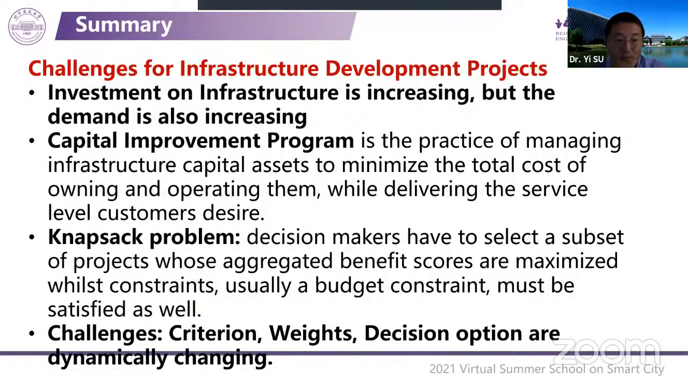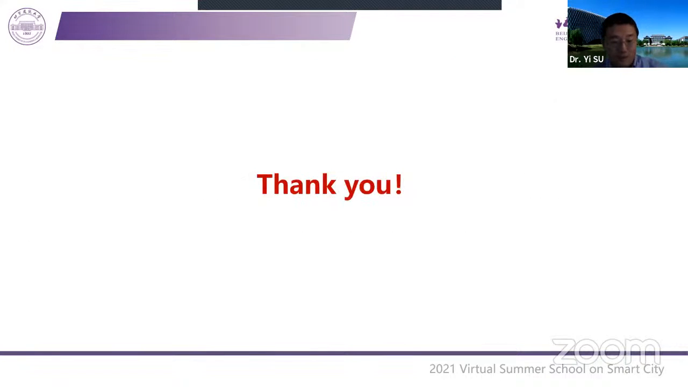We also mentioned the knapsack problem. Decision makers have to select a subset of projects whose aggregate benefit scores are maximized, while constraints, usually budget constraints, must be satisfied. The challenge for the knapsack problem in infrastructure is that the criteria, weights, and decision options are dynamically changing. It's not a constant thing. Okay, that's all.